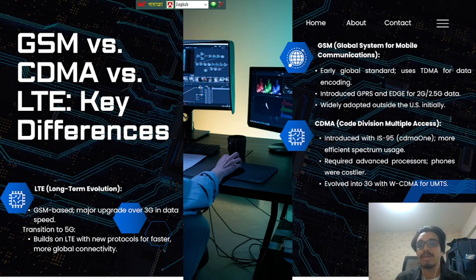Next comes CDMA, which stands for Code Division Multiple Access. It was introduced with IS-95 and has more efficient spectrum usage, and it evolved into 3G with WCDMA for UMTS. Next comes LTE, which stands for Long-Term Evolution. This is basically GSM based, and it is a major upgrade over 3G in data speed, and it has transitioned to 5G, which builds on LTE with new protocols for faster, more global connectivity.